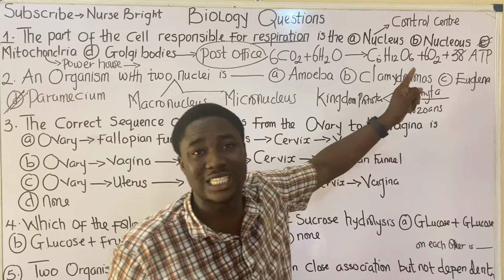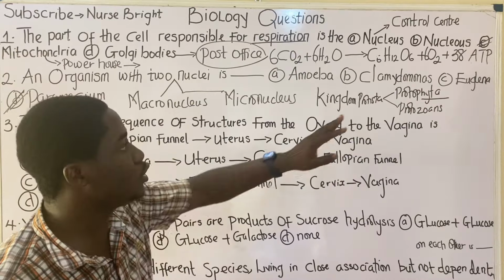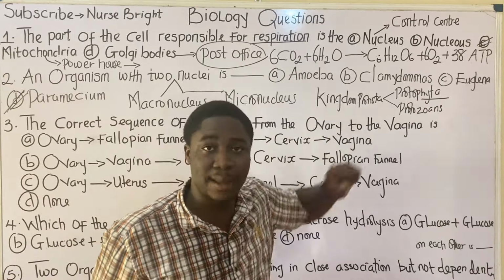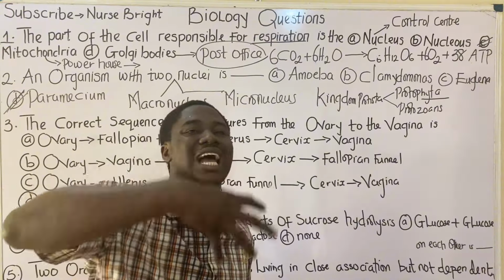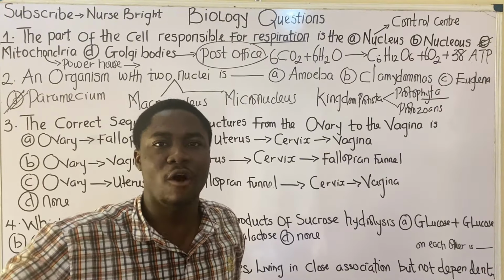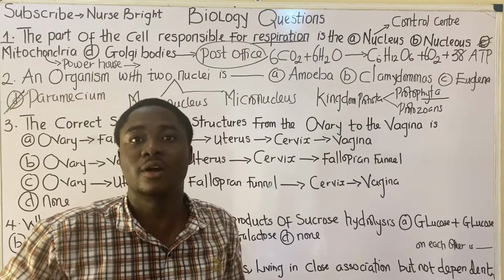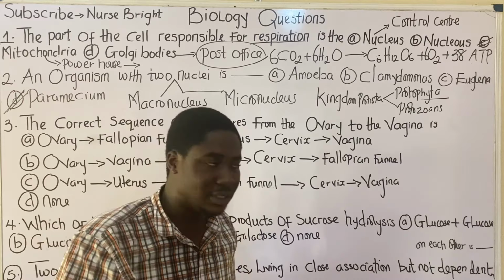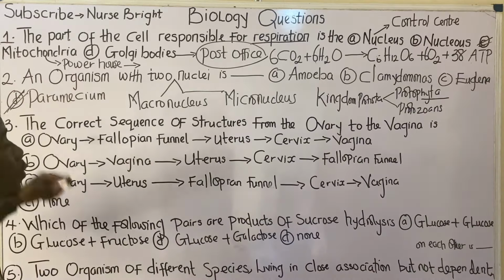There are other reasons why it is an animal. And another reason why Euglena is a plant is that it stores its starch-like food in the form of what we call paramylum granules. Are you following me now? So this must be noted. So the answer to this question becomes option D.